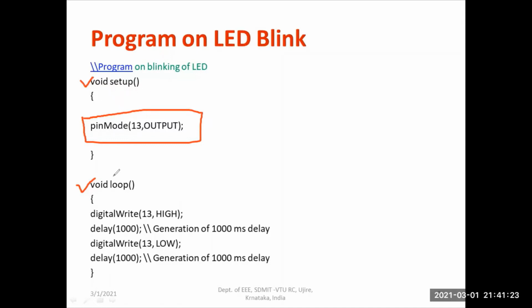Okay. Second segment is void loop. This is the heart of the program. Here, what you are going to do is, the LED will be on and you are going to maintain a delay of 1000 millisecond. Let us understand the meaning of these two lines. That means digital write 13 comma high. That means you are maintaining that particular pin 13 as an output pin. Okay, it will show high for a duration of 1000 millisecond.